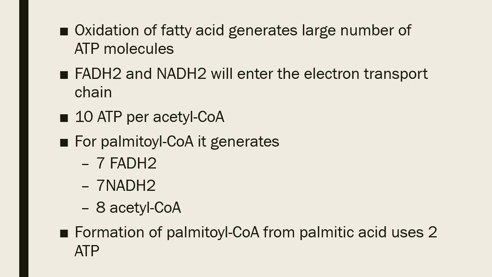And so from 1 mole of your palmitoyl coenzyme A, which is produced from your palmitic acid, you produce 8 acetyl coenzyme A. And accordingly, 1 acetyl coenzyme A will produce 10 ATP.